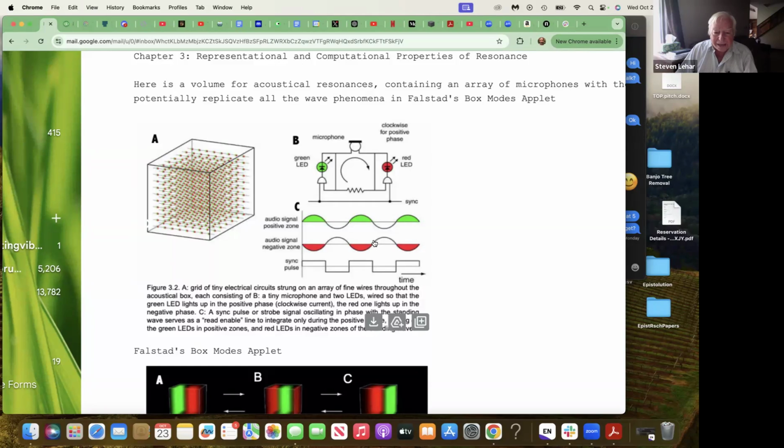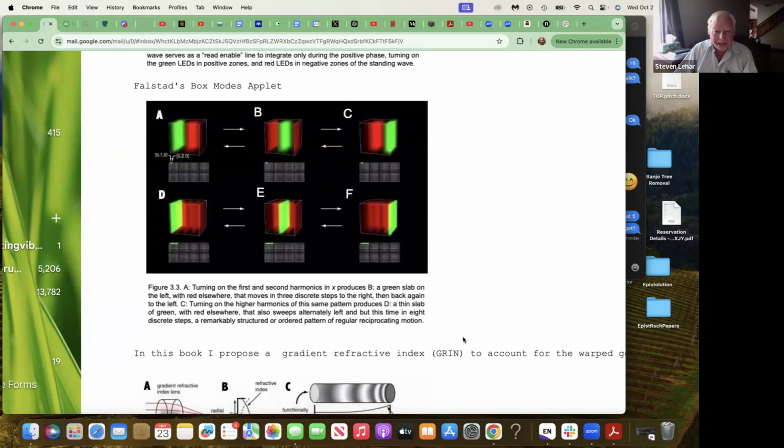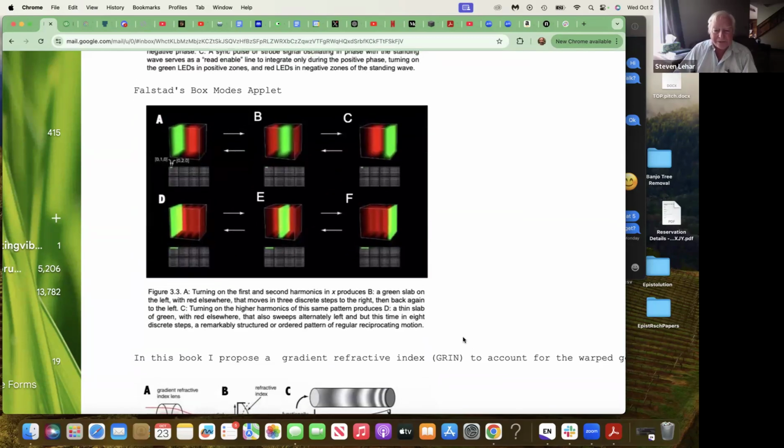And so that sync pulse can filter out and demonstrate or reveal standing wave patterns like, and then scroll down a little, there's Falstad's box modes applet. So scroll down, there you go. And so some of these kind of phenomena could be demonstrated as they are demonstrable in Falstad's simulations. And while we're on the subject, let's scroll on down.